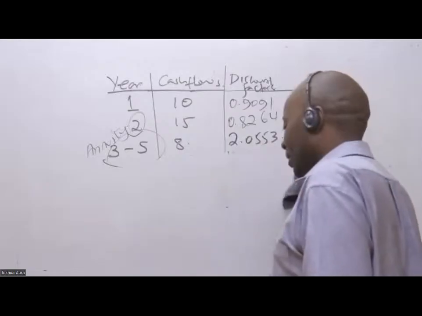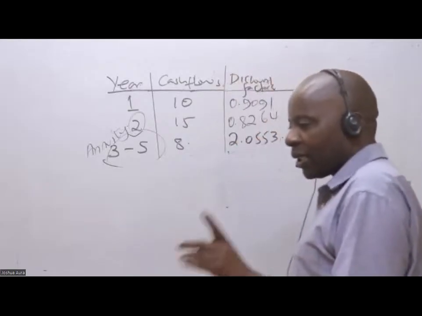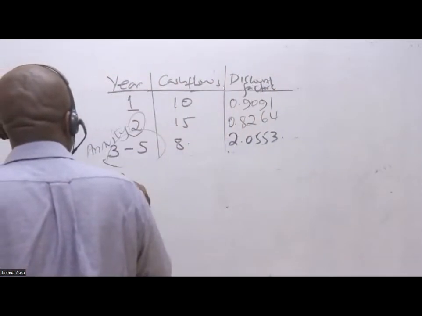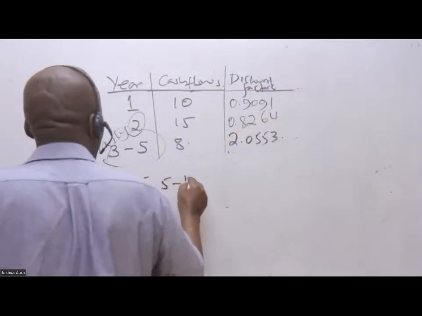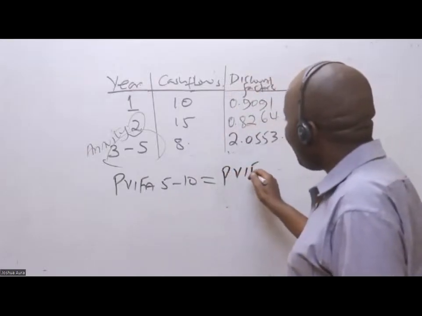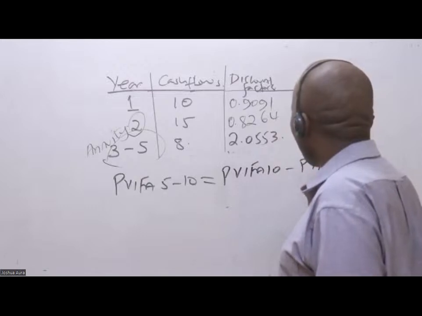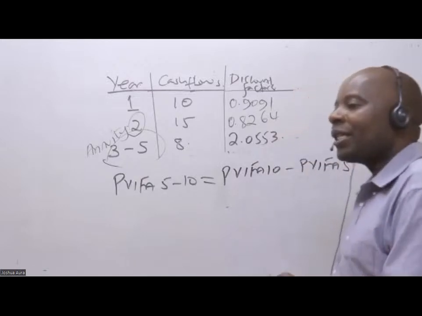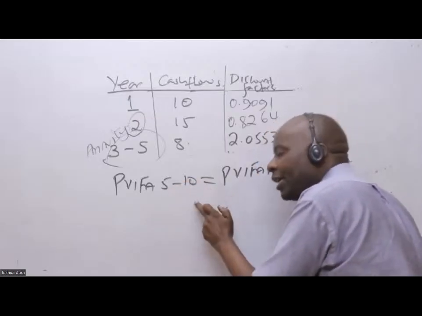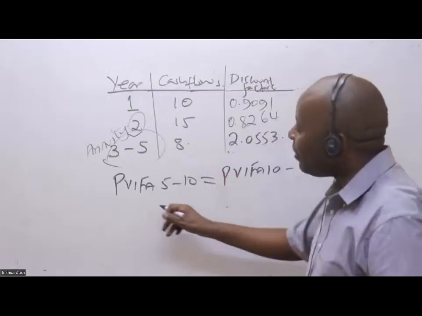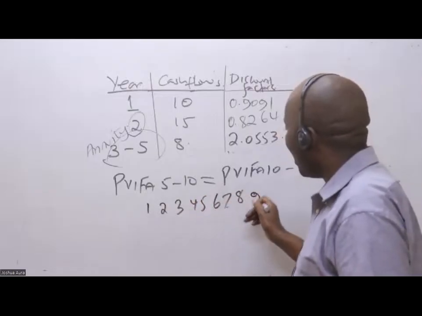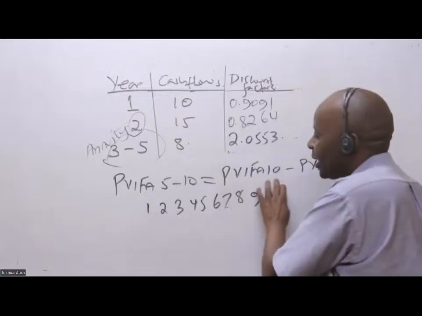Ladies and gentlemen, please listen to me very well. If, for example, I get somebody talking about PV 5 to 10, the worst mistake I will make is to say PV 10 minus PV 5. Please, 5 is in the wanted period. If I say PV 10, this would mean I have 1, 2, 3, 4, 5, 6, 7, 8, 9, 10. This is PV for the first 10 years.